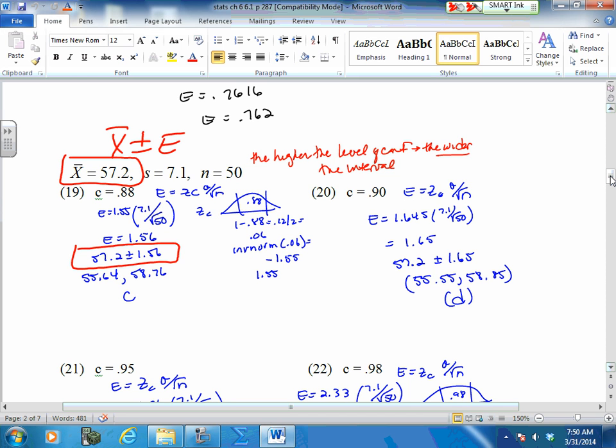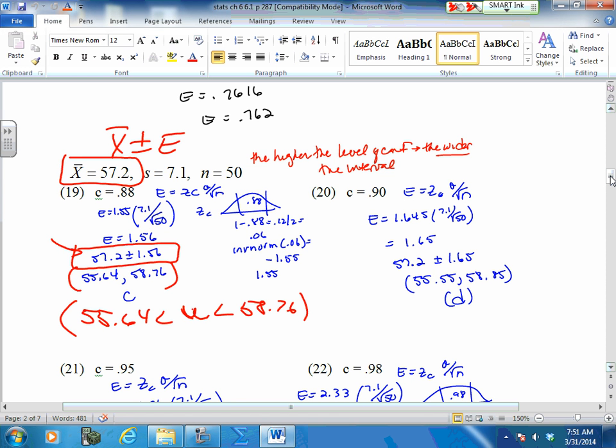Subtract it and add it. Make your interval. You can write your interval like this, or you can write your interval like this. Do not leave it like this with the plus or minus in it. You can do this. You're saying that you're going to be 88% confident that your population mean is going to fall between 55.64 and 58.76 of whatever this happens to be.